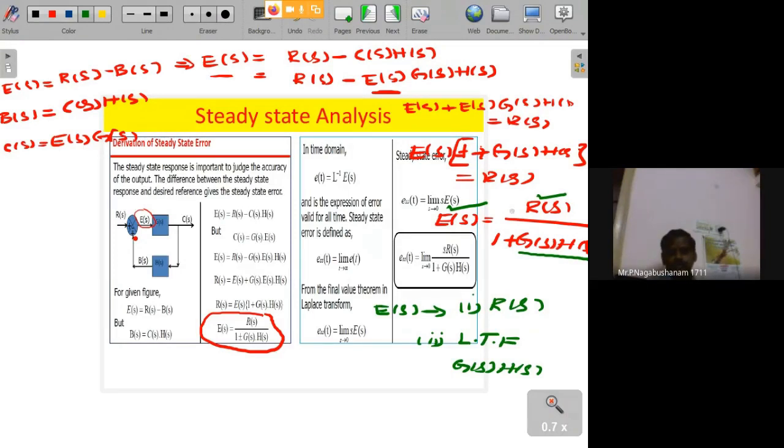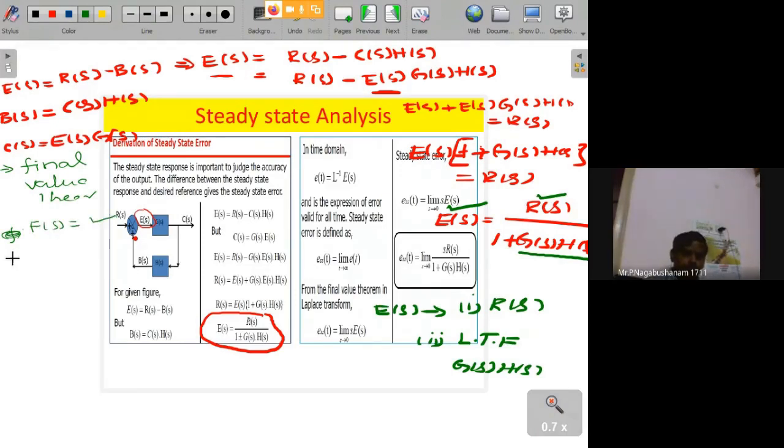I will come to this point. Next point: you studied in maths the final value theorem. That means, for example, the given one is f of t, or otherwise assume the given one is f of s.